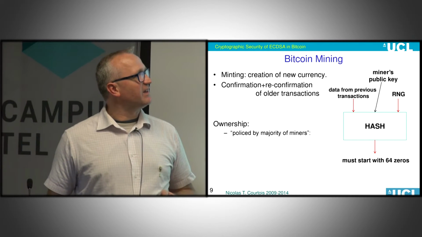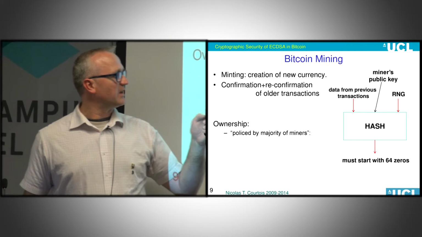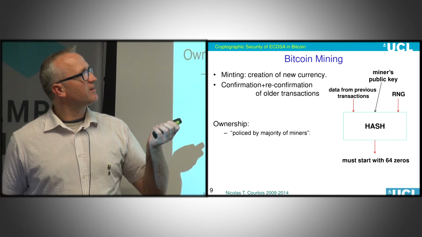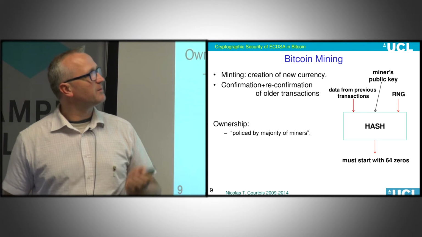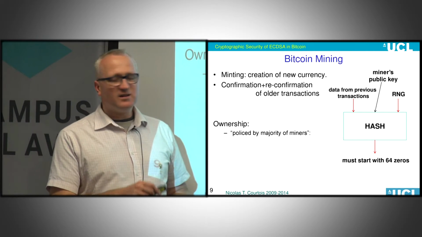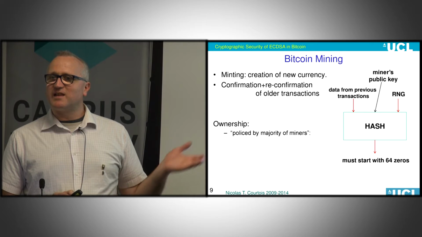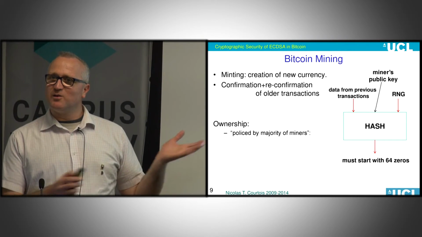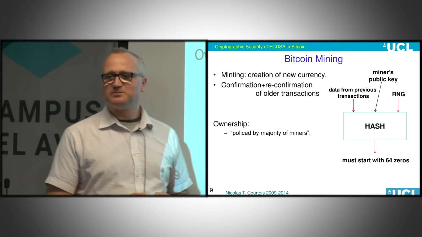The process of Bitcoin mining depends on all the past transactions. The data from all previous transactions are hashed with the miner's public key, and then some random numbers, and then you get something which has a lot of zeros. It's like a lottery. And if you win the lottery, you earn Bitcoins. It's really exactly like a lottery.